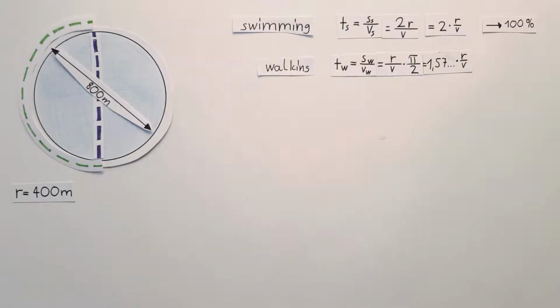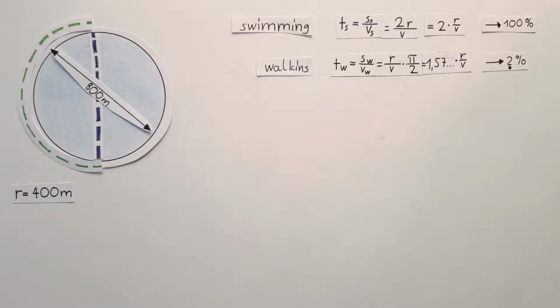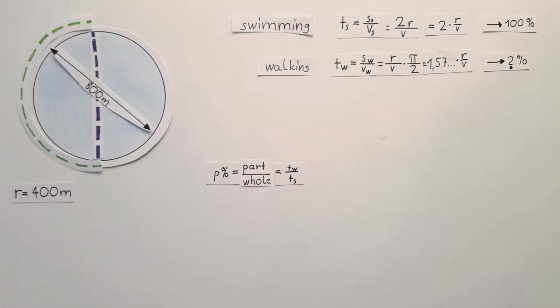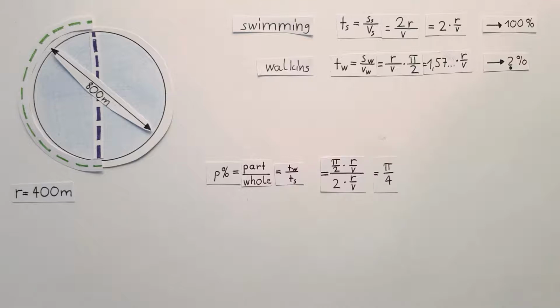Swimming is the longer option and therefore 100%. Now what percentage of the swim time is the walking time? The formula for calculating the percentage is p% equals part divided by whole. For us this means time walk divided by time swim. Next we insert the formulas and reduce. That gives us pi divided by 4, which equals 79%. So walking takes only 79% of the time needed for swimming.